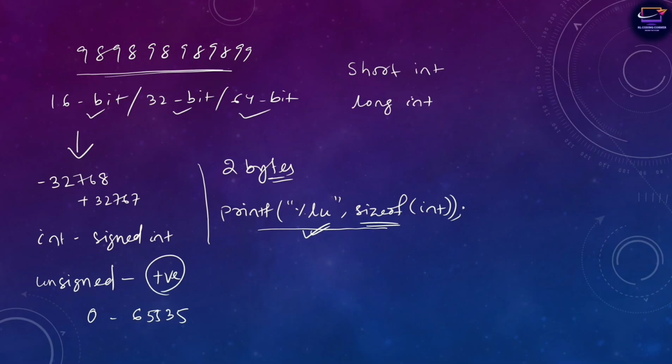Suppose you want to store a single value like 2. So I don't need much space to store it. And if I want to store a number like 1, 2, 4, 5, 8, 9, then obviously I need more space or more bits. So according to our requirement, we can specify. If we want less space, then you use short int.